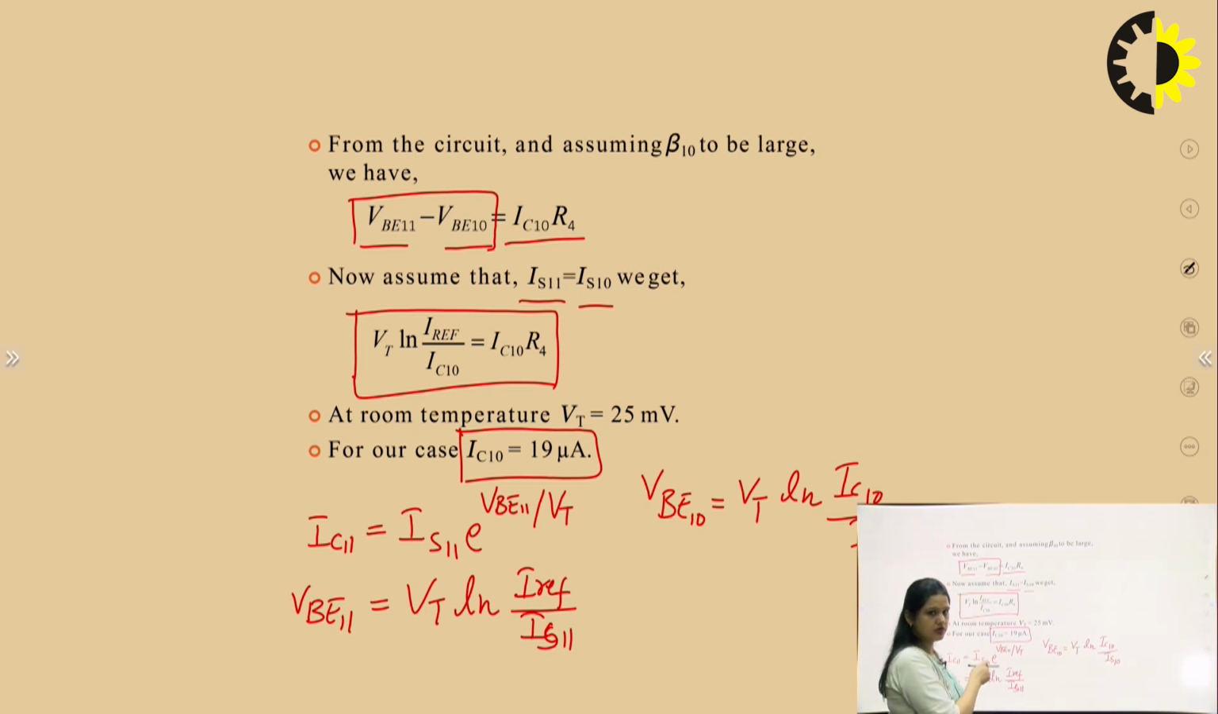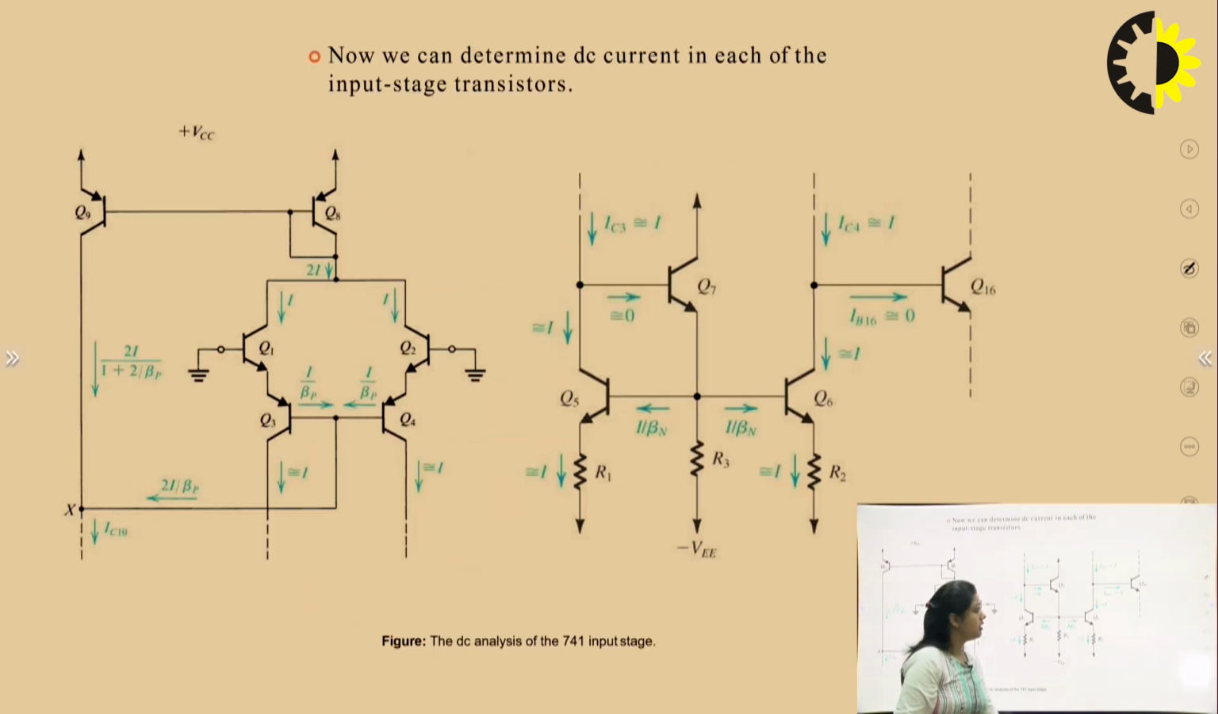So at this point we have calculated the biasing current of the input stage. Now come to the circuit of the input stage. Up to this point we have solved half of the biasing circuit. Now let's see what the current components are for the input stage.